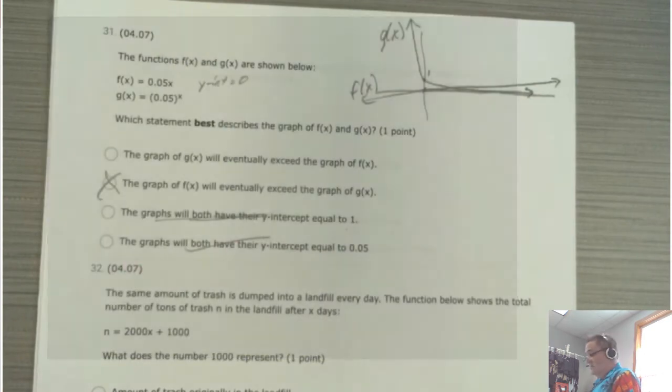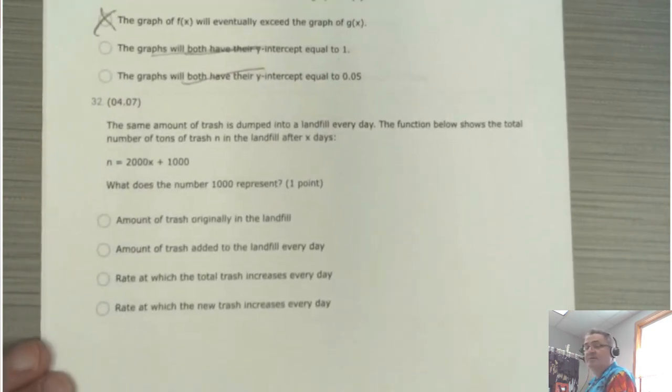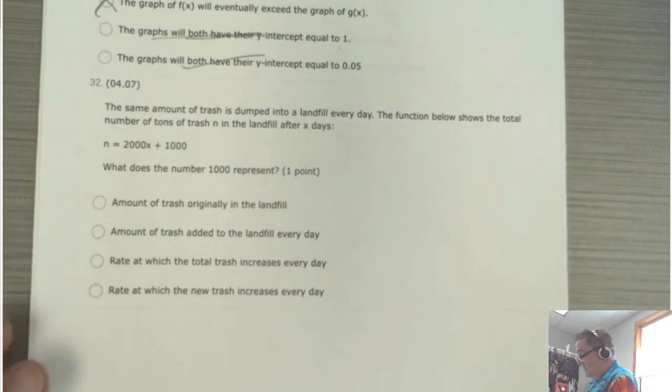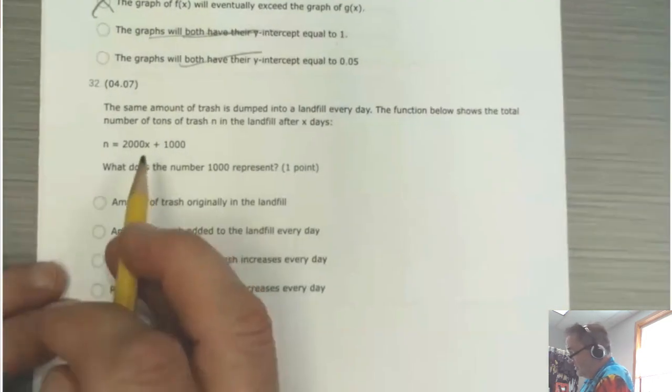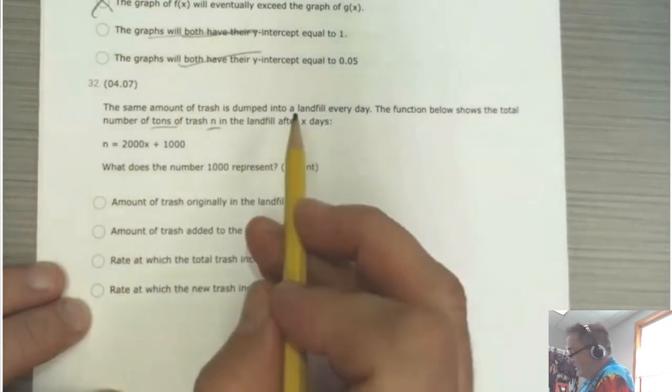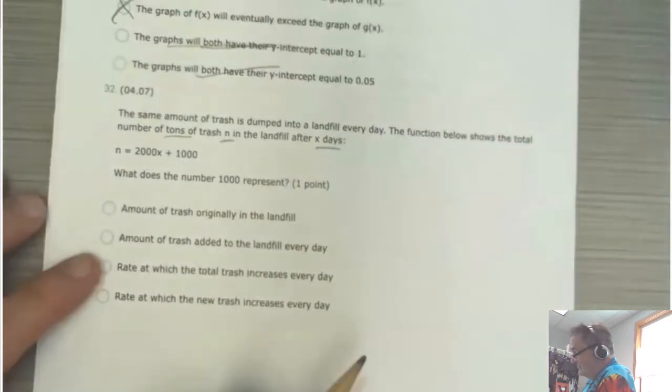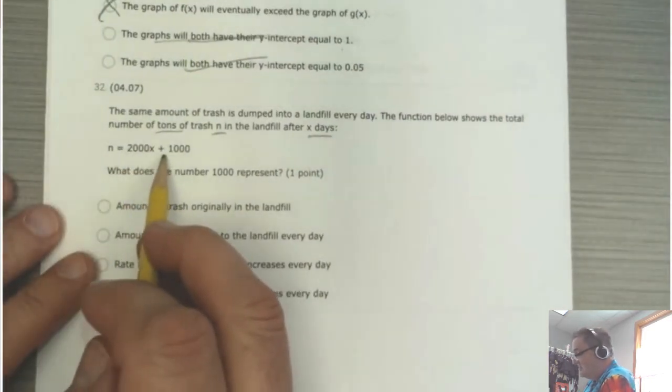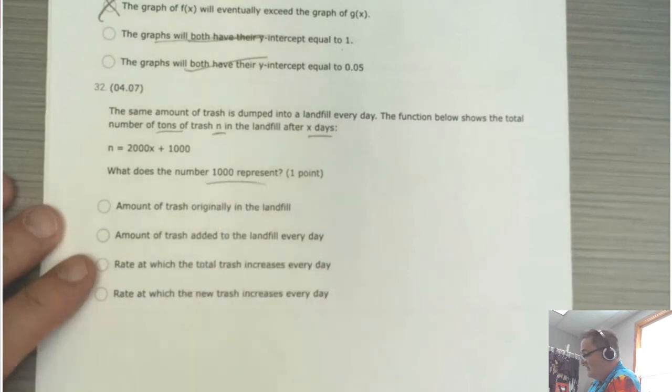All right, let's look on to 32. Okay, the same amount of trash is dumped into a landfill every day. The function below shows the total number of tons of trash. So N is the tons of trash after x days. Okay, N equals 2,000x plus 1,000. What does that 1,000 represent?